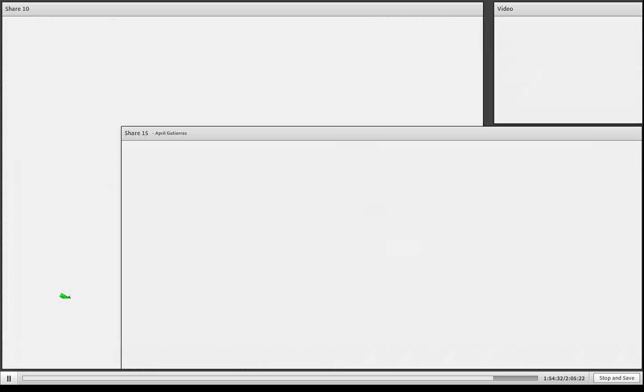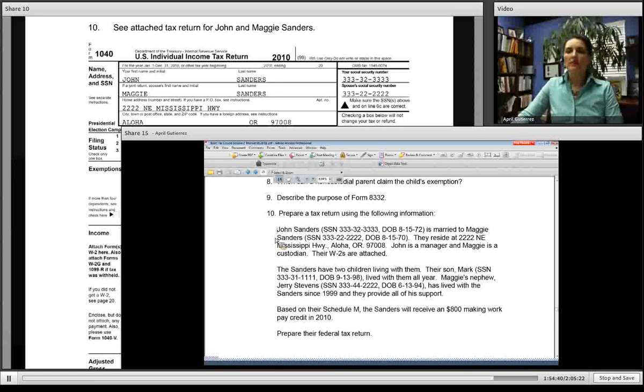Involved preparation of a very simple tax return. We have John, who is married to Maggie Sanders, living in Aloha, Oregon, and John is a manager and Maggie is a custodian. They've got 2 W-2s attached. They have 2 children that lived with them.